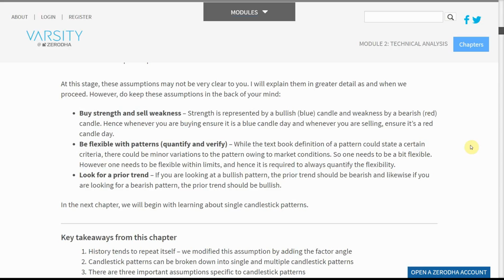While the textbook definition of a pattern could state certain criteria, there could be minor variations to the pattern owing to market conditions. So one needs to be a bit flexible. However, one needs to be flexible within limits, and hence it is required to always quantify the flexibility. Look for a prior trend. If you are looking at a bullish pattern, the prior trend should be bearish, and likewise if you are looking for a bearish pattern, the prior trend should be bullish. In the next chapter, we will begin with learning about single candlestick patterns.